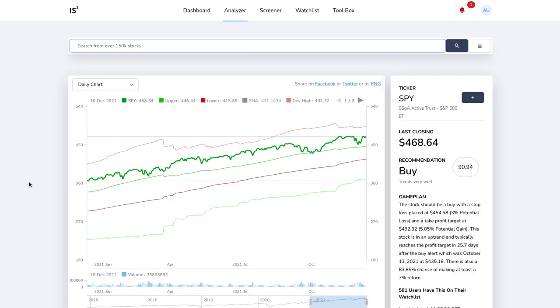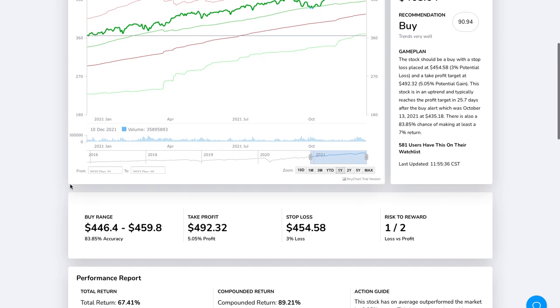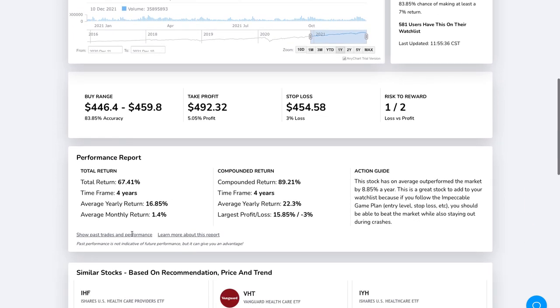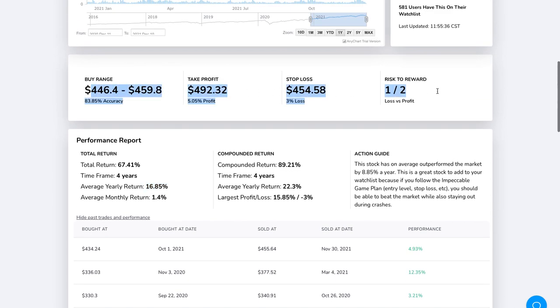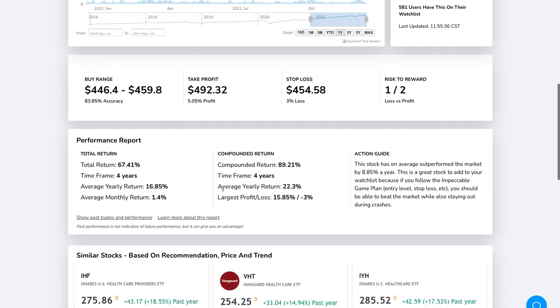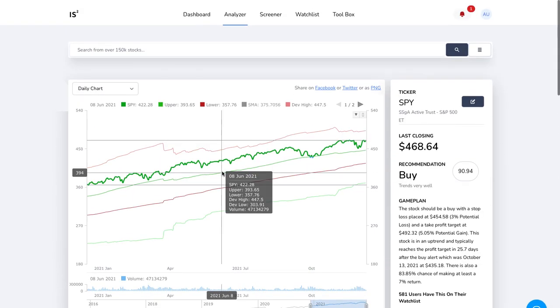That shows you your overall accuracy rating, but your performance report should be something that you use a lot to understand how likely you are to make money and how well this stock performs. Because this is all based on following this game plan. You can see here that the market generates about an 8% return every single year, but you can make about a 16% return a year by following this game plan.